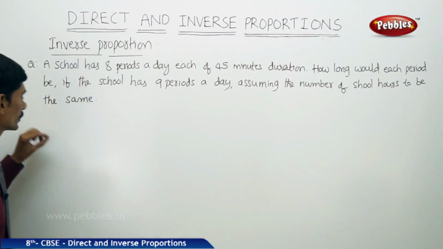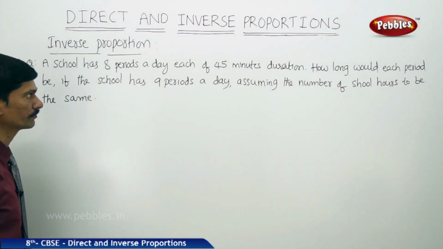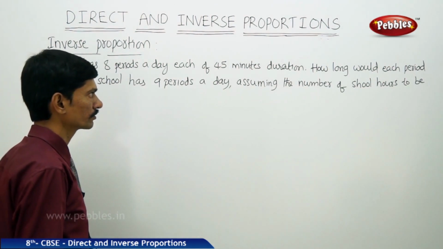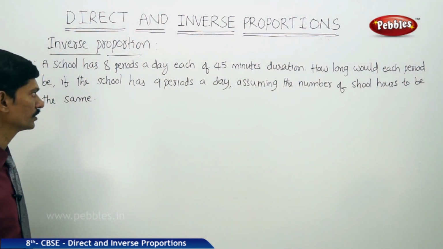Let us solve the next question. A school has 8 periods a day, each of 45 minutes duration. So how long would each period be if the school has 9 periods a day, assuming the number of school hours to be the same?